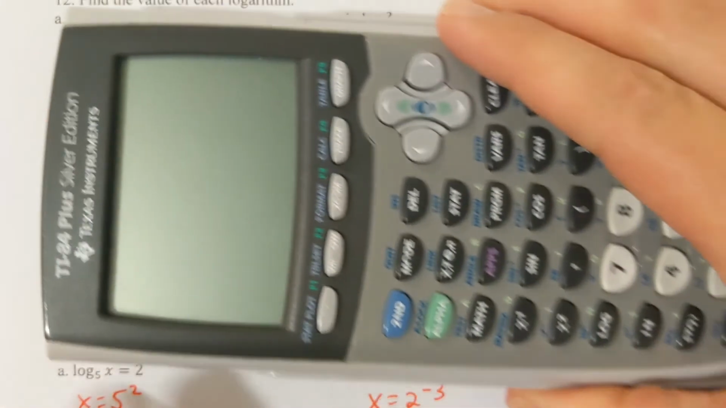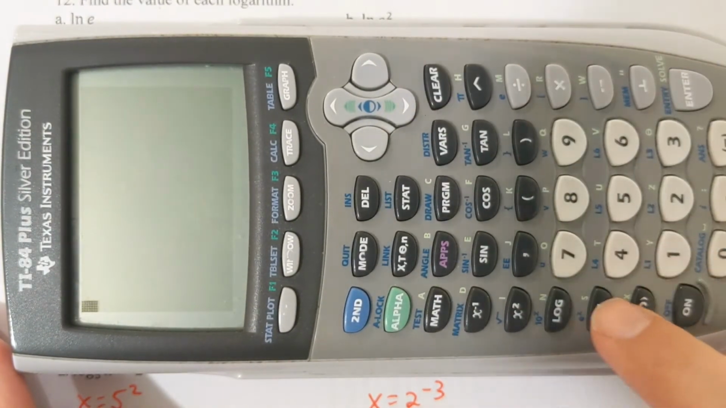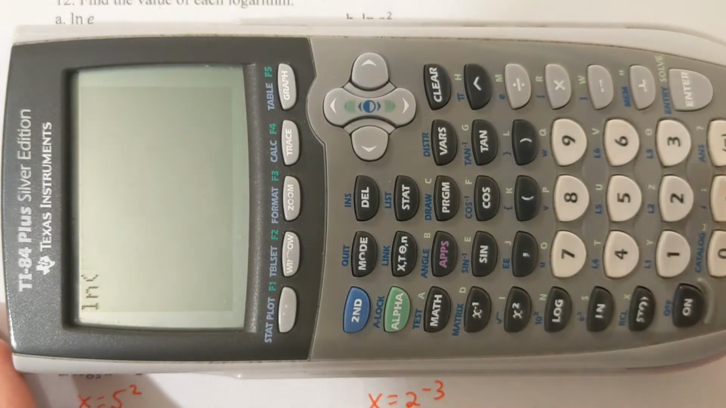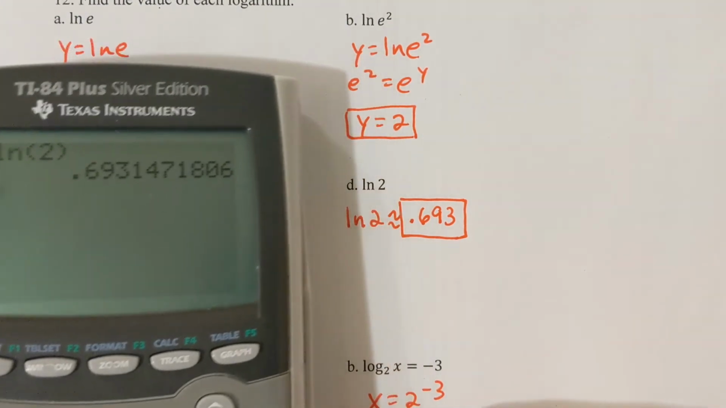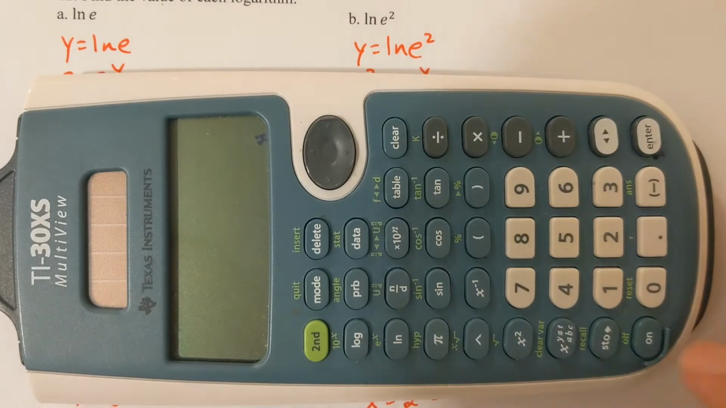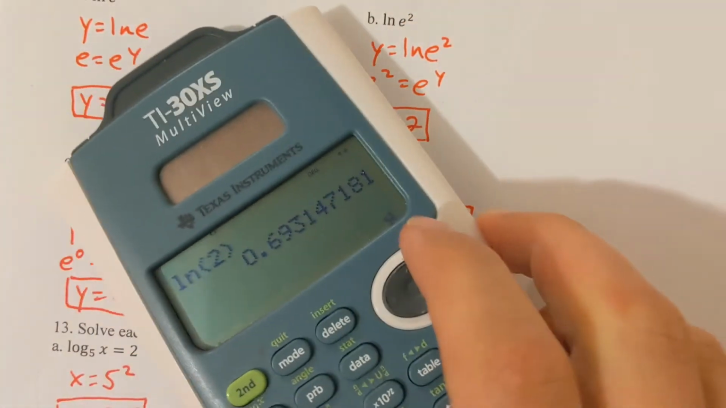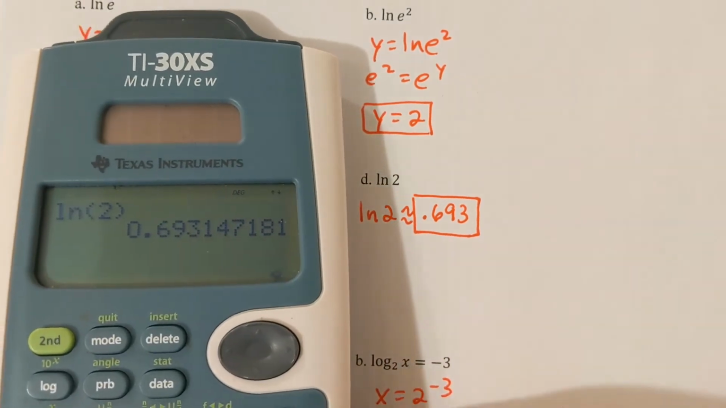Okay, so on this model, here's the ln button. I can type in the ln of 2, and that's roughly 0.693 if you go to the nearest 3 digits. Okay, on this model, here's the ln button. The ln of 2 is the same thing, 0.693 to the nearest 3 digits.